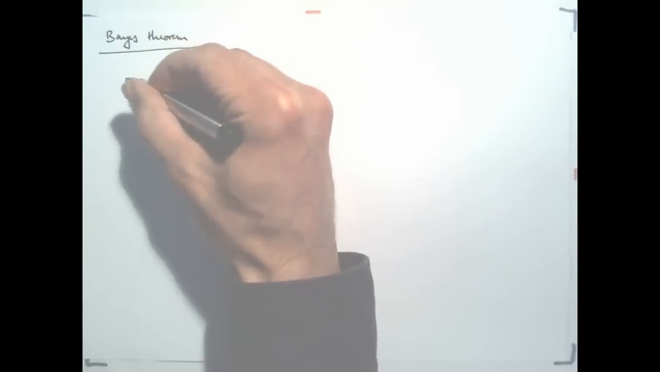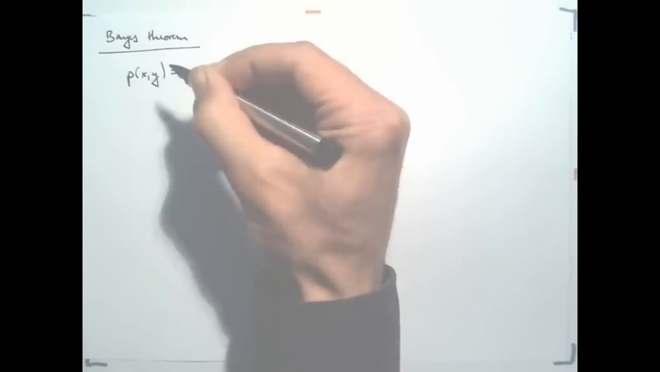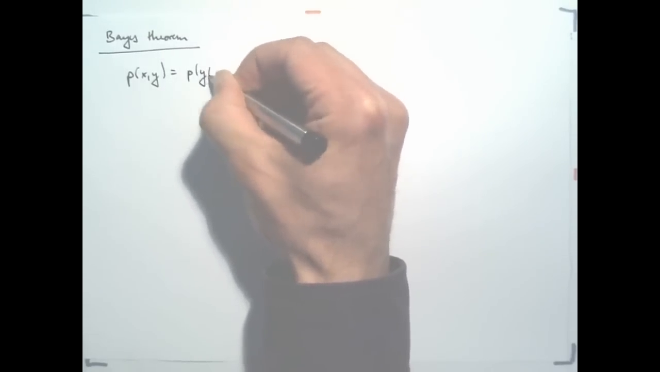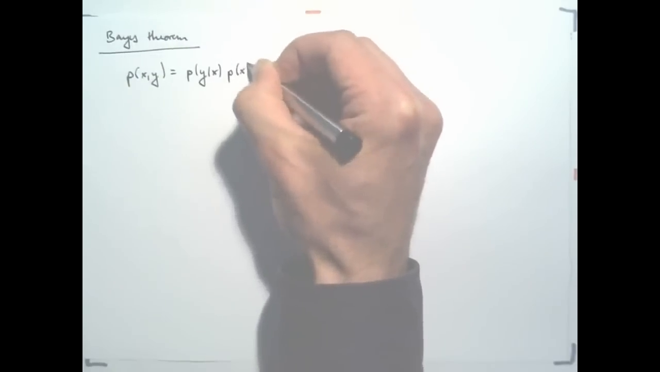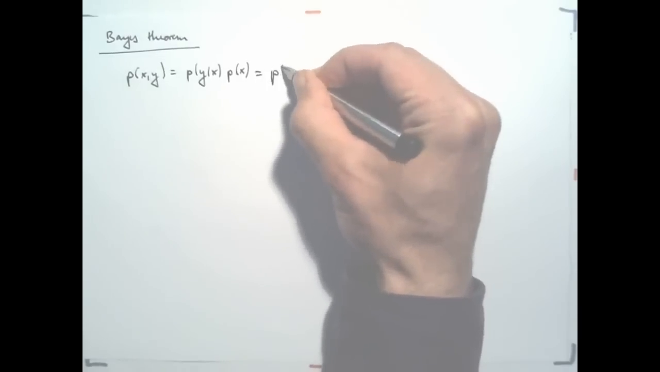The first one is Bayes' theorem, and now that we've seen all these things with the marginals and conditionals and so on, it's a one-line derivation. So we have that the joint is the probability of y given x times p of x. And I can write it the other way around as p of x given y times p of y.